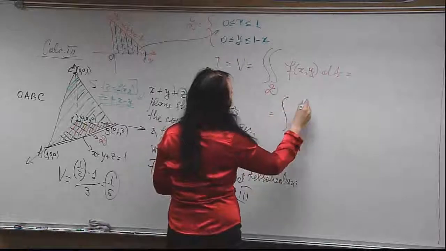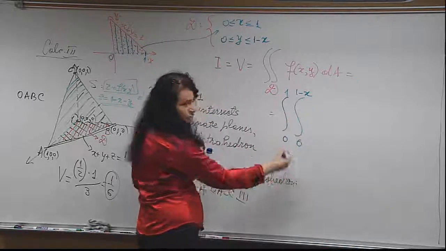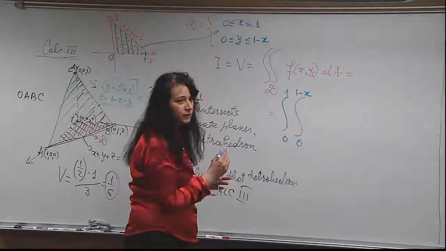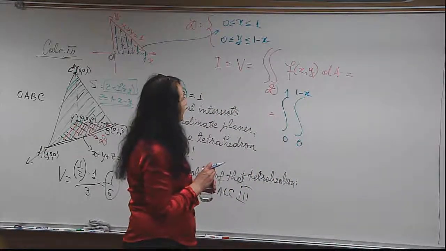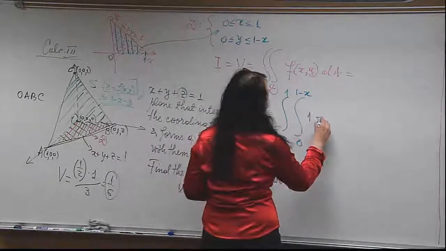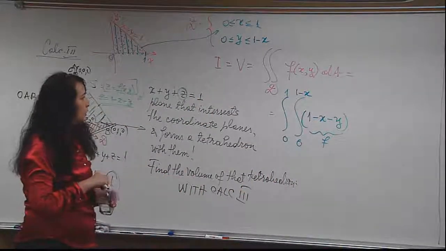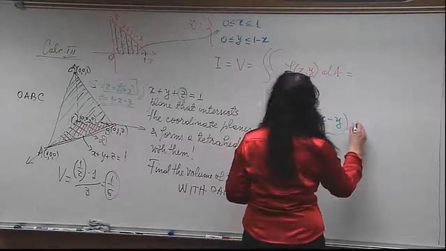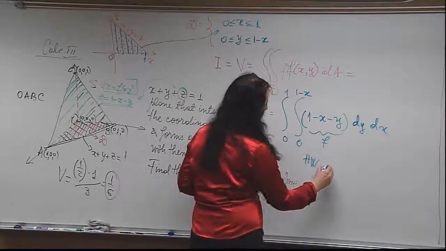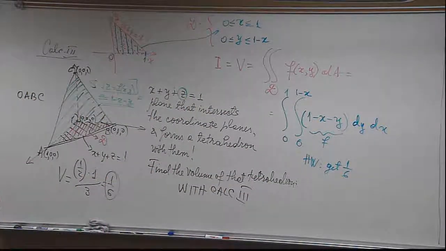So how do we write it down? 0 to 1, 0 to 1 minus x. That is what I want to write. No polar coordinates. Goodbye, there is no problem. This is all a typical Cartesian problem. F is 1 minus x minus y. Thank you very much. This is f, dy dx. Homework: it gets 1/6. So try to do that at home.